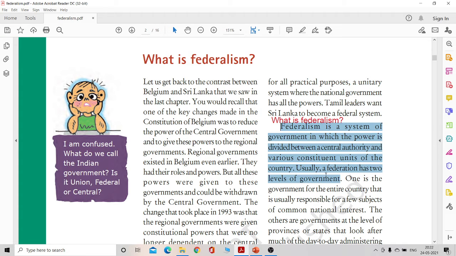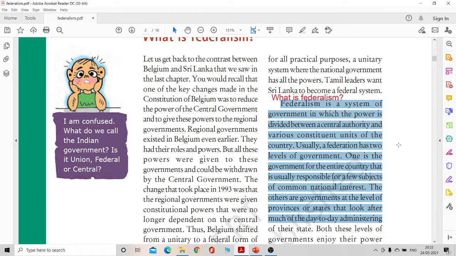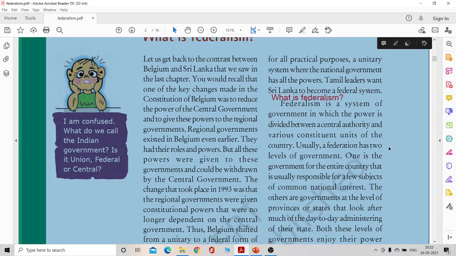Usually, a federation has two levels of government. One is the government of the entire country, that is usually responsible for a few subjects, and the other is the state level that looks after the day-to-day administering. Right? So you can shorten this definition, but more or less this should be the content of your answer if it is asked, what is federalism?